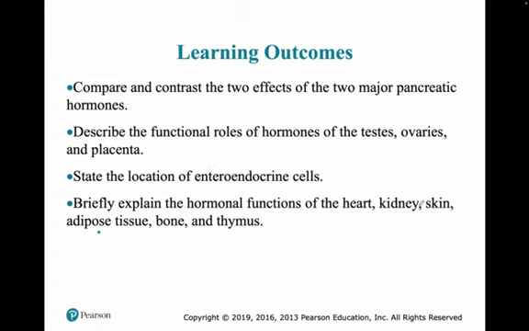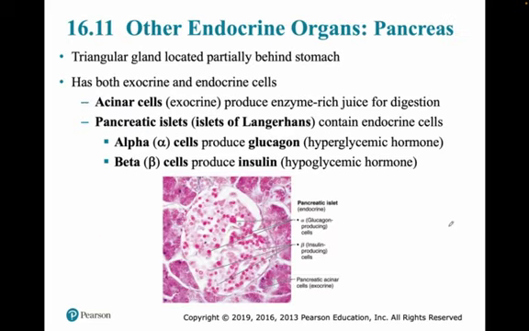And we'll also talk about the other hormones that are produced from non-endocrine organs like the heart, kidney, or even skin. But they are obviously produced in small amounts. So first we'll talk about the pancreatic hormones. This is a triangular gland located behind the stomach. We do know that the pancreas has an exocrine function as well as an endocrine function.